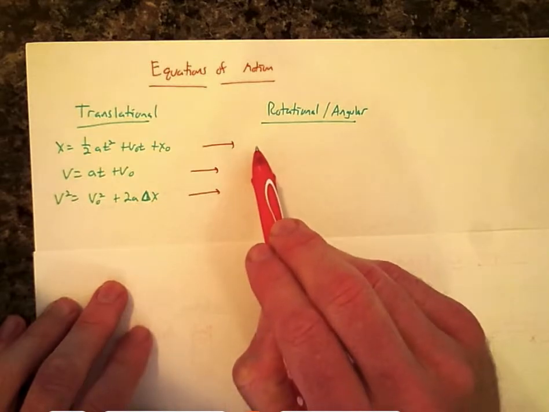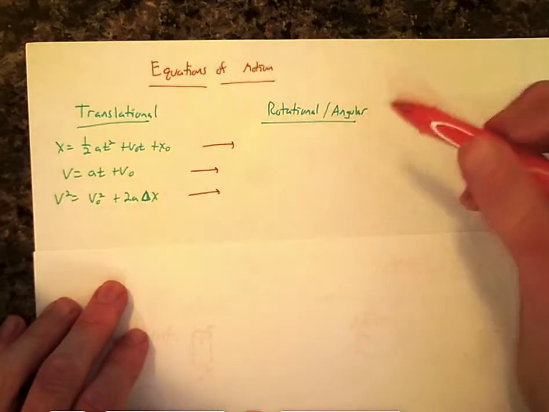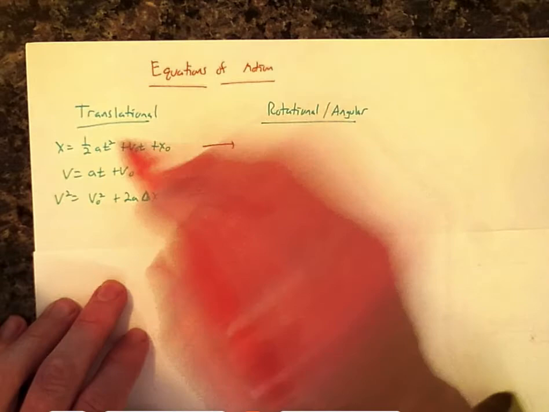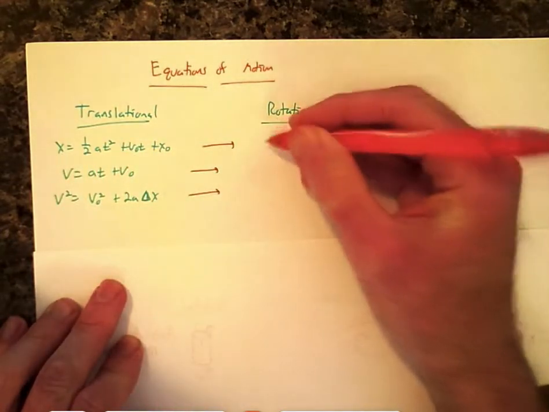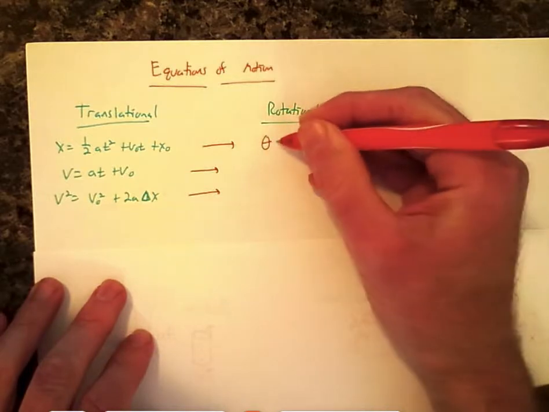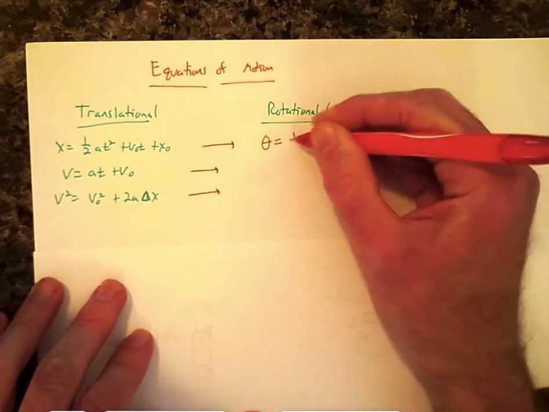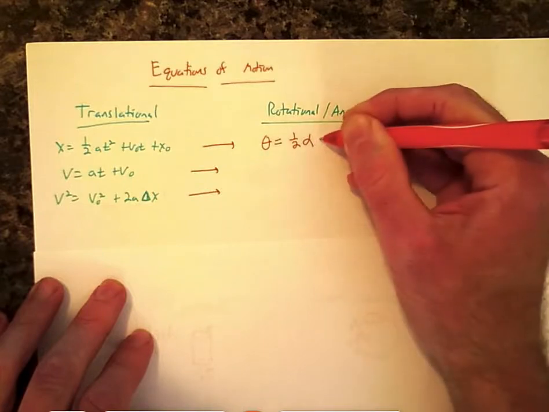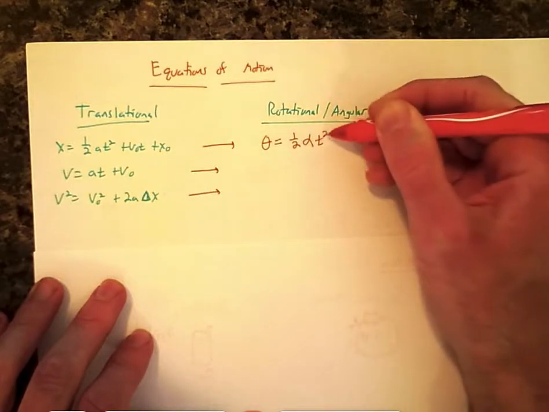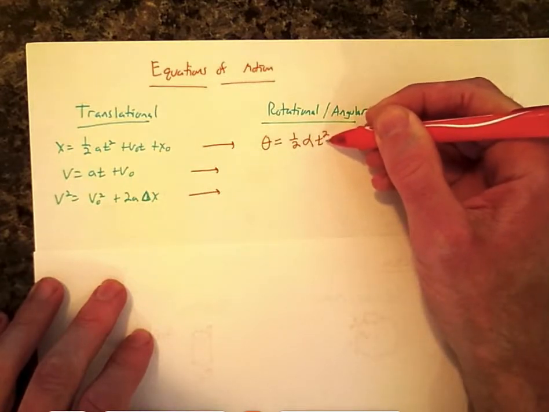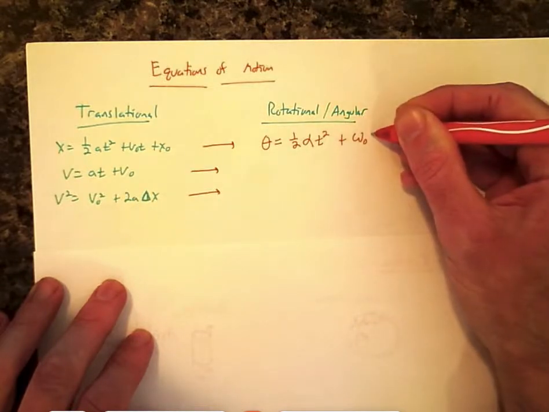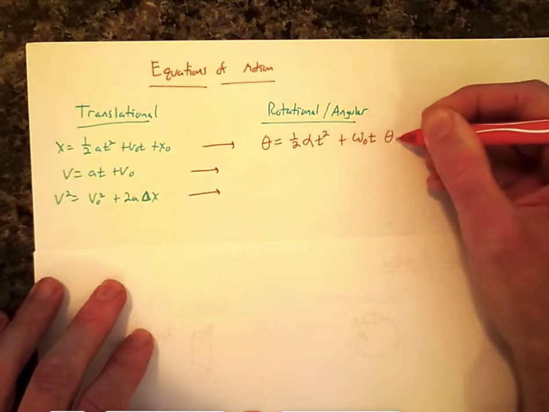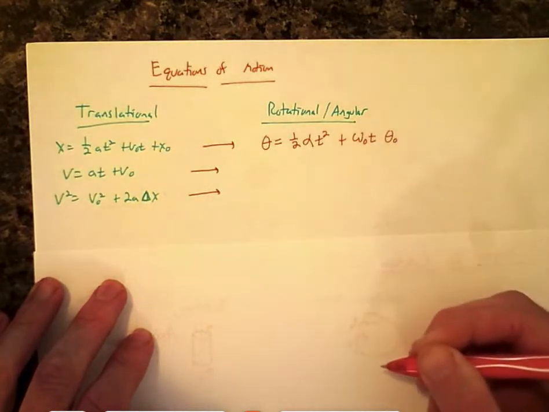So there are going to be rotational or angular analogs to these. For this one I can just replace all the variables over here with angular variables, so it's going to look like this. The position is going to be 1/2 angular acceleration times time squared. Now time is just time. There's no angular equivalent to time. Plus initial angular velocity times time plus initial position.